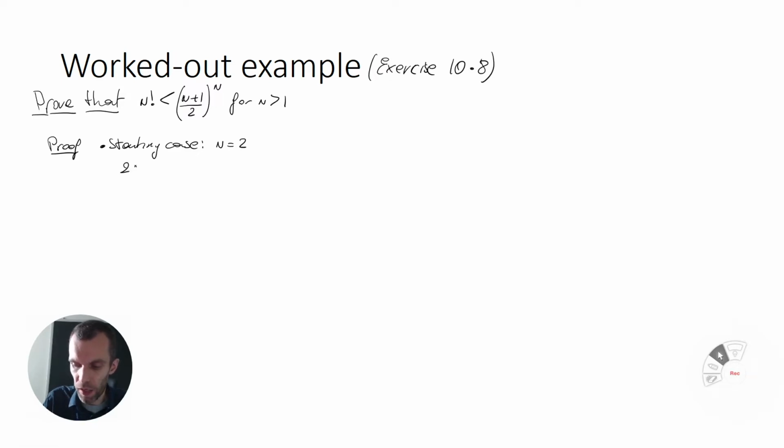And so the left-hand side is 2 factorial. That's 2. And the right-hand side is (2 plus 1) divided by 2 to the power 2. So that's 3 halves squared. That's 9 over 4 or 2.25. And indeed, 2 is strictly smaller than 2.25. So we have our starting case. And now the induction step, that's the hard one.